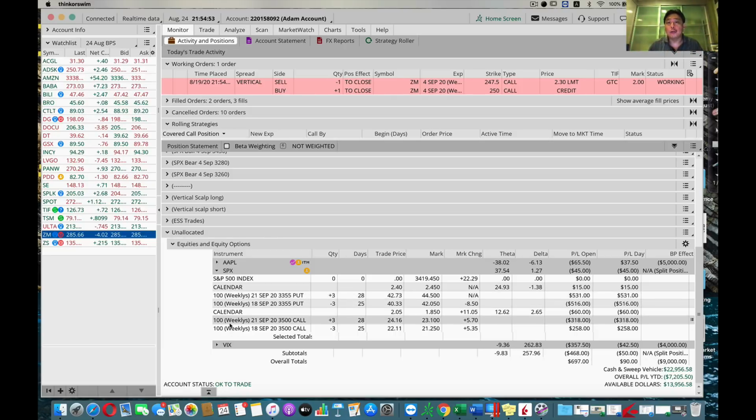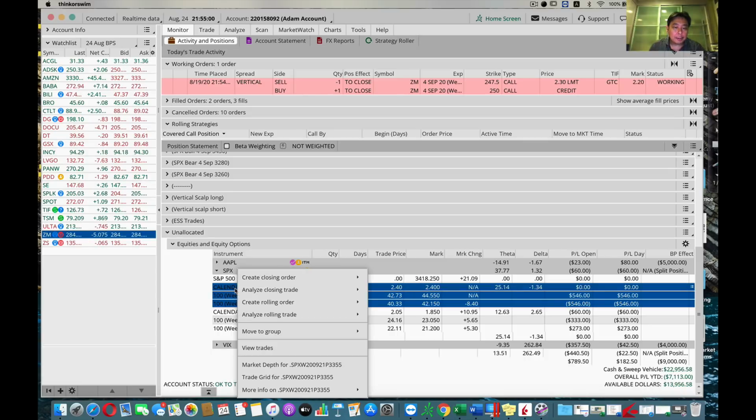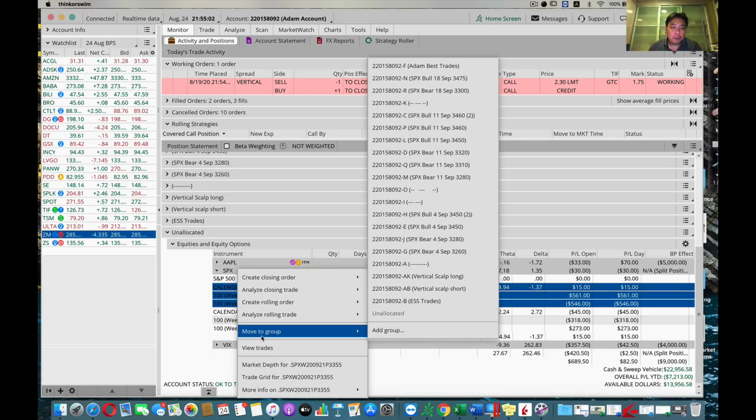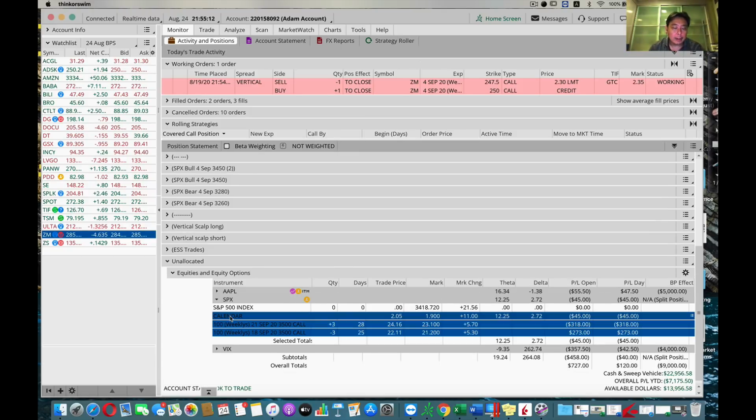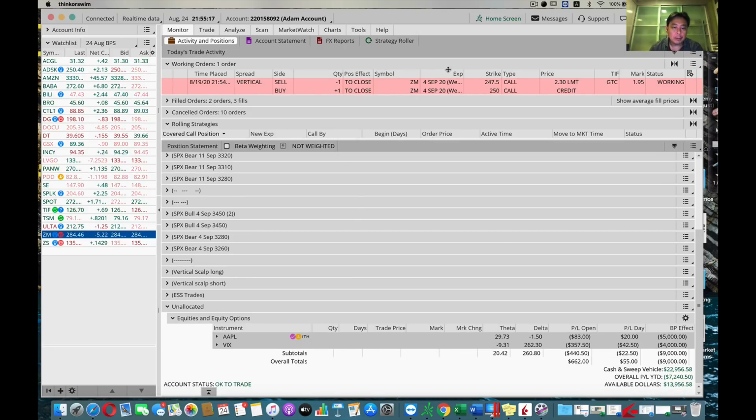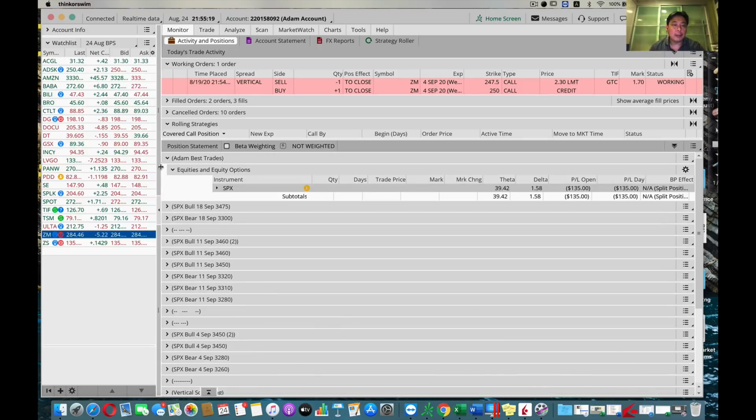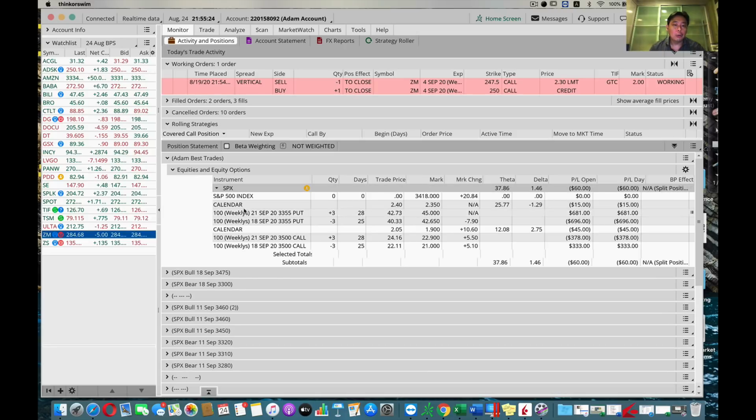So I'm going to allocate them to Adam's best trades, for example. I click on the first one, right click, move to group. Which group do I want to move to? Adam's best trades. There, it goes to that group. This one, click, move to group, Adam's best trades. Boom. If you go to Adam's best trades, it now contains those trades I put in. So that's really cool.